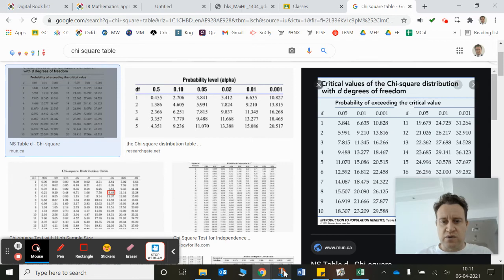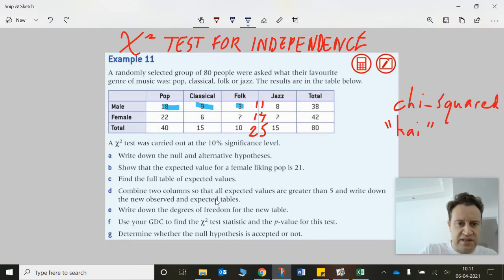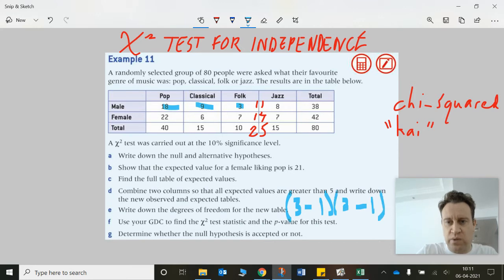Okay, so let's just check through as well. Let's just recap. Have I missed anything here? Did I miss anything? Write down the degrees of freedom for the new table. It was 2. I think we talked about that. It was 3 take away 1 times by 2 take away 1.